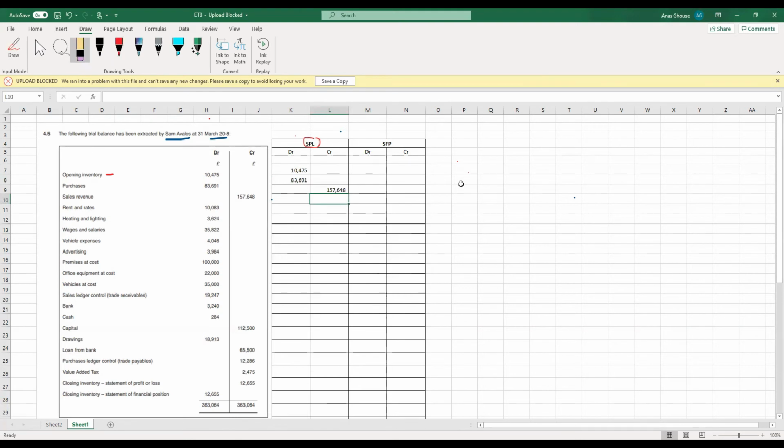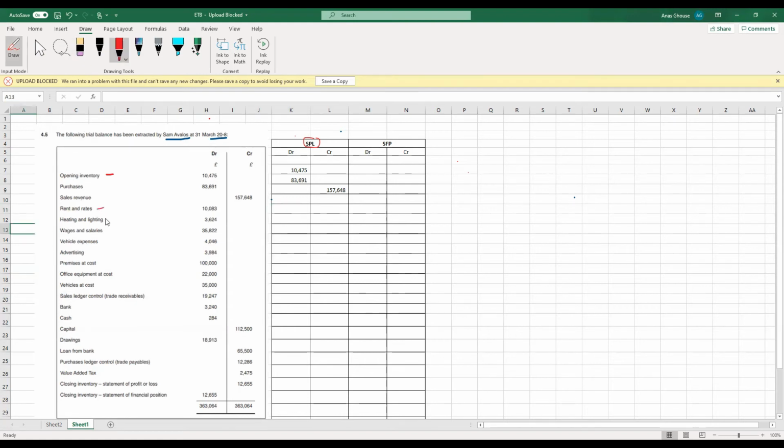And then if you take rent and rates, heating and lighting, wages and salaries, vehicle expenses, advertising. Okay, so all these are expenses. Expenses should be a debit balance, and it should be reflected in the statement of profit or loss to calculate the profit.